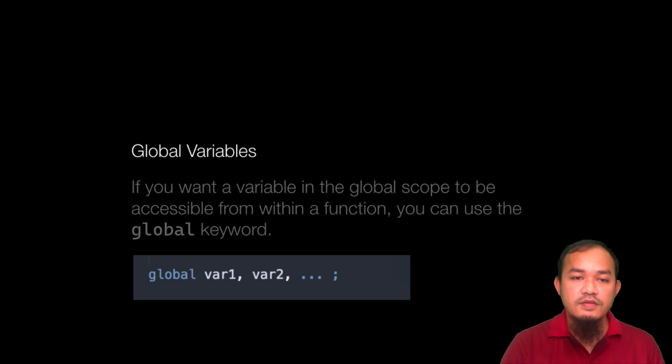Let's see, if you want a variable in a global scope to be accessible from within a function, you can use the global keyword. Okay, this is the pseudocode that you can use to define the global variable. We use global followed by the variable. It can be one variable in one statement, or it can be two variables.